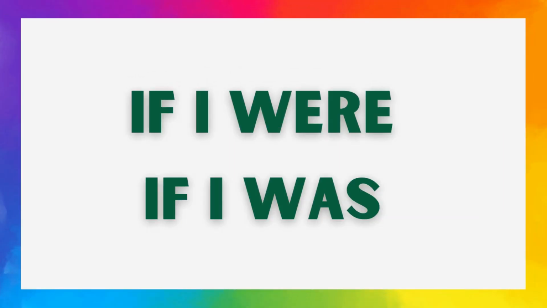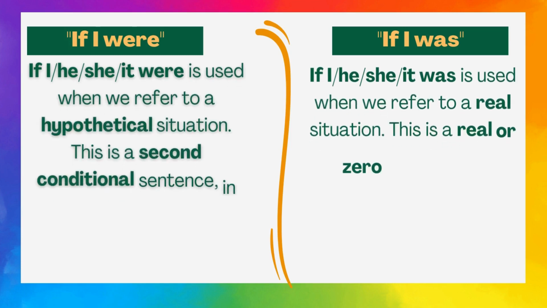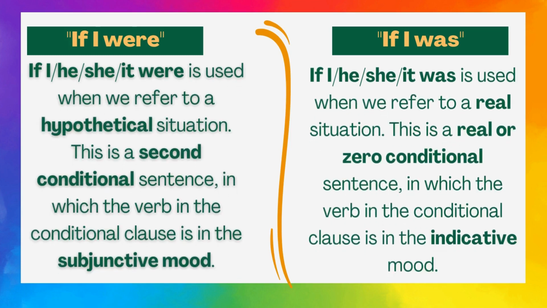Even though they look almost identical, if I was and if I were are not interchangeable. The way you use them depends on the mood of your sentence. So let's study more about these two conditionals. If I were is appropriate in the subjunctive mood, while if I was is only acceptable in conditional past tense sentences.